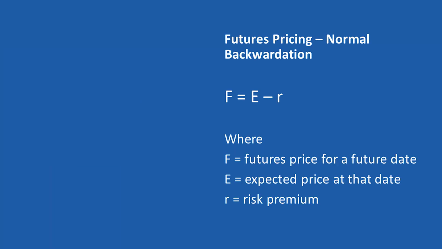Thus, the futures prices would generally be less than the expected price by what is called the risk premium. The equation is F = E - R, where F is the futures price, a price at the future date, E is the expected price at that date, and R is the risk premium, the amount that the producer or the seller is willing to pay in order to make sure that he doesn't suffer from the risk of price decrease in future.